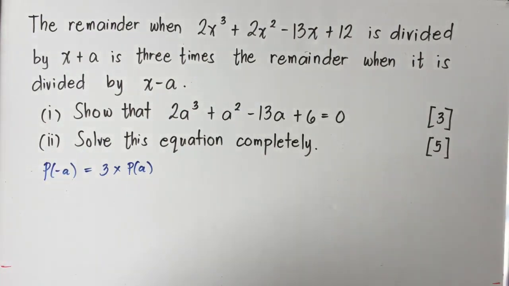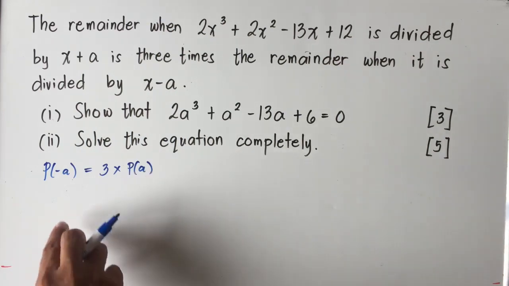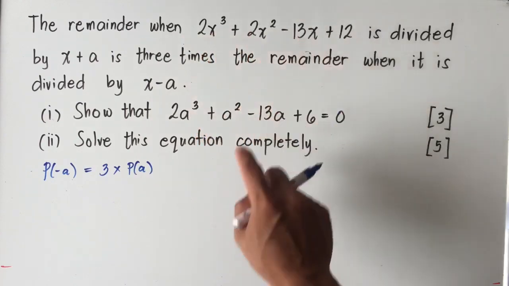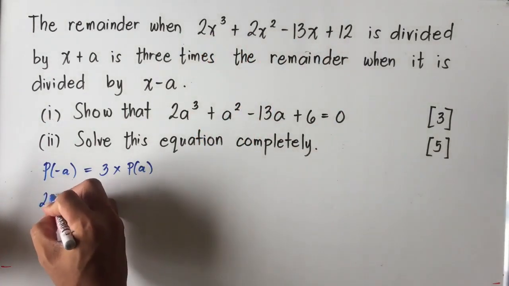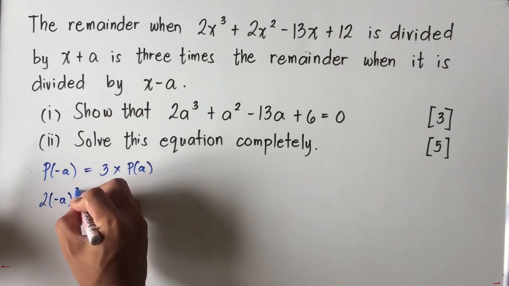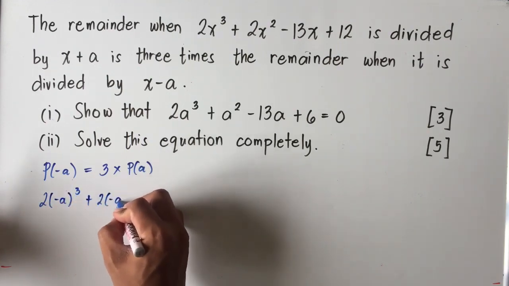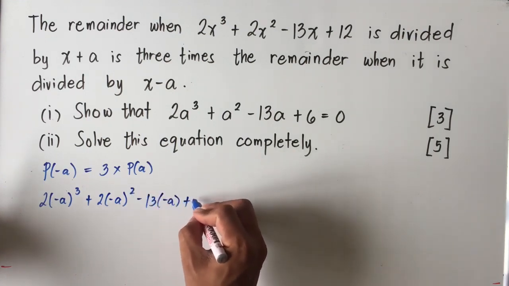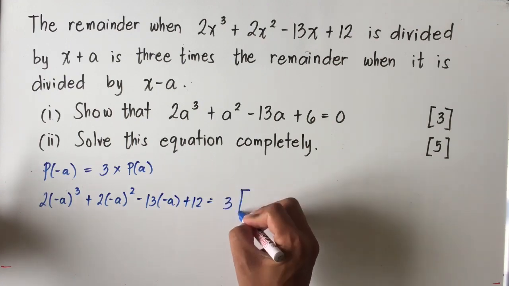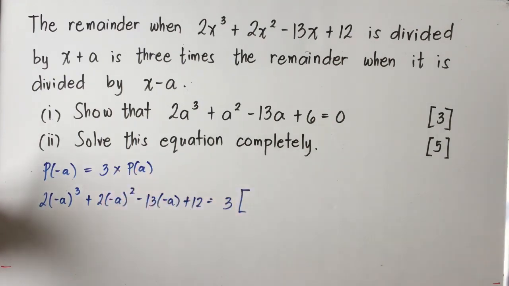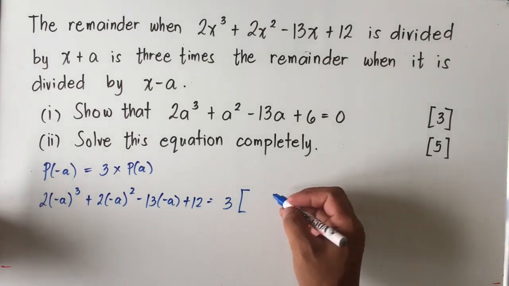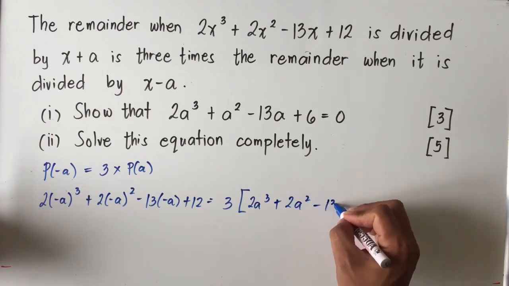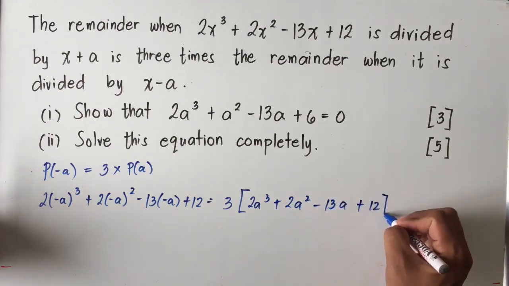Next, since we have this, let's plug in and change the values of x with negative a. So it will become 2 times negative a cubed plus 2 times negative a squared minus 13 times negative a plus 12 is equal to 3. You put in a bracket, and you'll have p of a. So it will become 2a cubed plus 2a squared minus 13a plus 12.